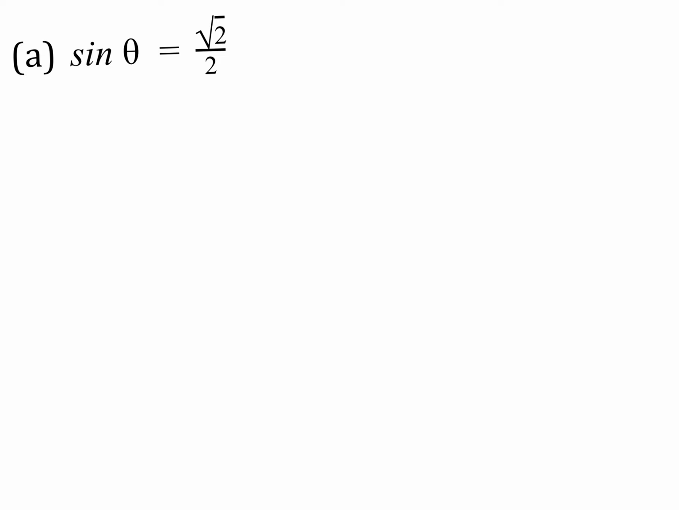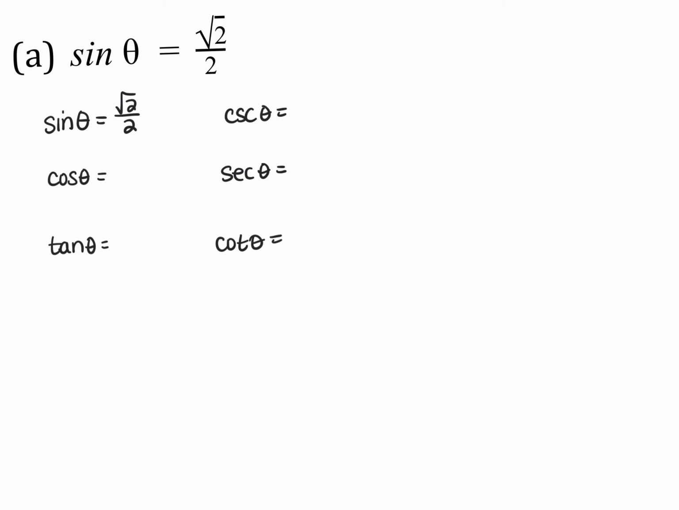Now, if you remember your unit circle, you might not even need to go through what I'm about to go through because you can probably rattle off the rest of these relationships. But what I'm going to do is write down all 6 trig ratios, and then we're going to talk about how to find each one. So what I know is that sine is radical 2 over 2.